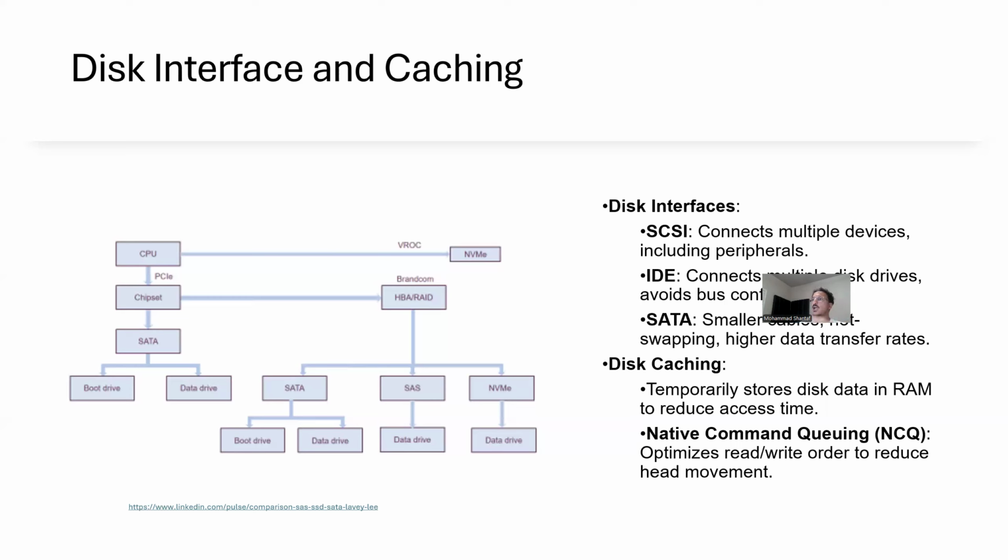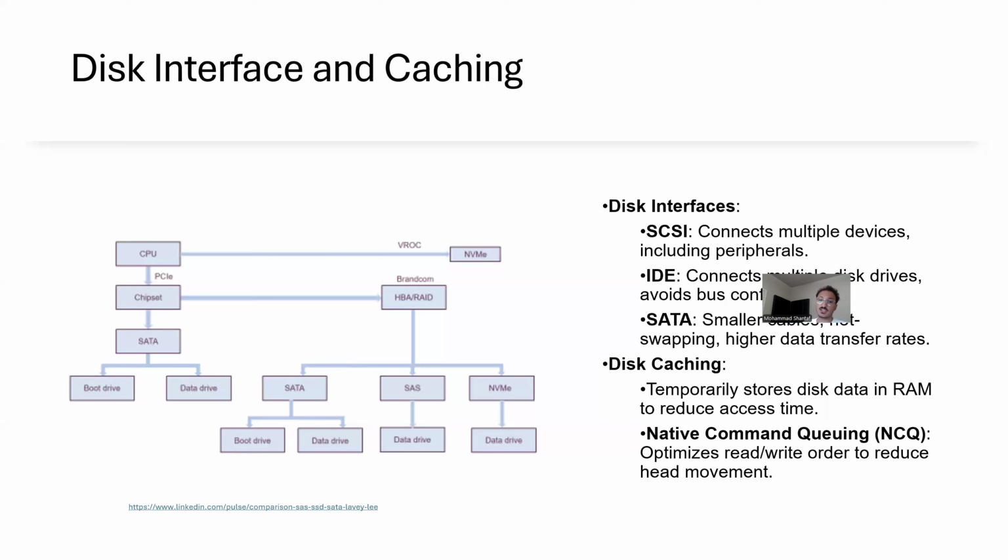As for the SCSI, it connects multiple devices. The IDE connects multiple disk drives. So they all fall under one part, which is the disk interface at the end of the day. But the SATA is well known because it is pretty much like our main brain in this case. It transfers the data, it has the hot swapping, it has cables, and all of that.